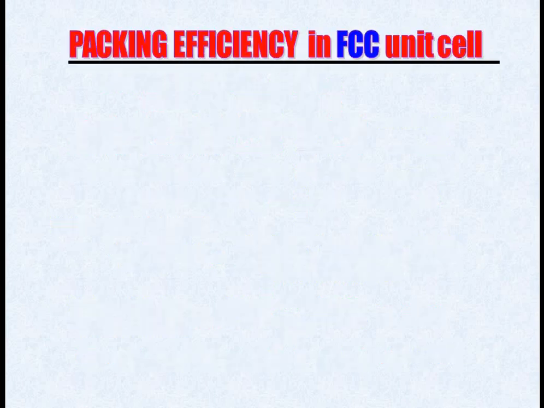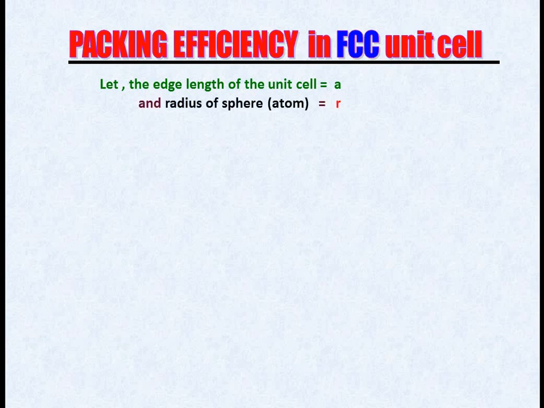Now, packing efficiency in FCC unit cell. So let the edge length of the unit cell be equal to A, the radius of the sphere (atom) be equal to R, and we know that the number of atoms in FCC unit cell is equal to 4.